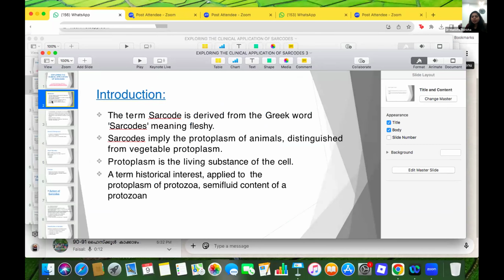What is a sarcode? Sarcode is a Greek word. Sarcode means fleshy. Sarcodes imply the protoplasm of animals, distinguished from the vegetable protoplasm. What is protoplasm? It is the living substance in the cell, and the term is historical. It is applied to protozoa, the semi-fluid content of a protozoan. Next.